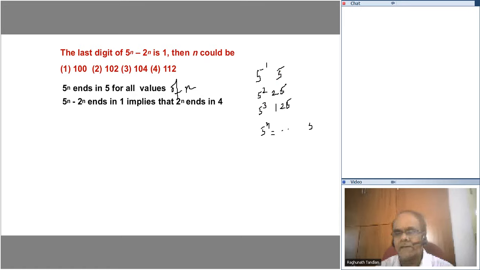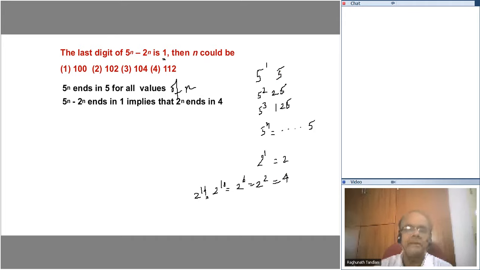Now, the question given is that 5 power n minus 2 power n ends in 1. The last digit is 1. What is 2 power 1? 2 square. 2 power 6. 2 power 10 ends in 4, or not? 2 power 14. So I should look for a number in the 4k plus 2 format. 2 power 4k plus 2 will end in 4.